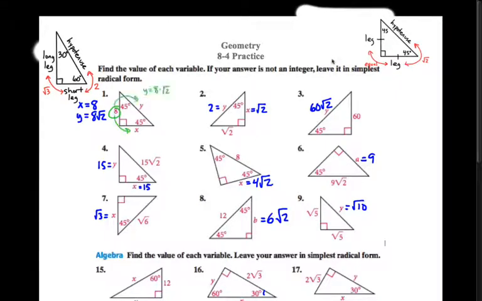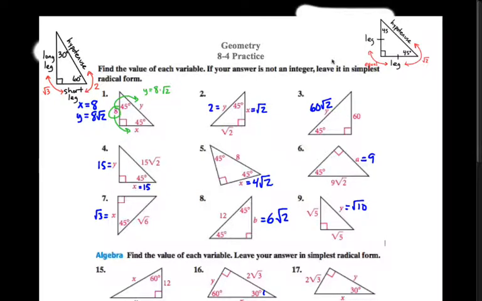What is the hypotenuse? Y is the hypotenuse. The 8 over here is the leg of this 45, 45, 90, so the legs are equal. So x equals 8. And then how do you go from the leg, which is 8, to the hypotenuse? We multiply by the square root of 2. So y equals 8 times square root of 2, which just becomes 8 square root 2.